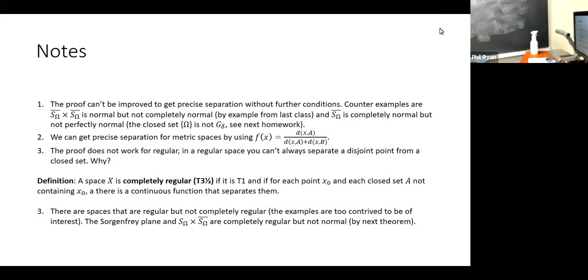But more to the point, it's actually precisely if x is not in A, this is going to be some non-zero number, so you're going to get a number bigger than 0. And if x is not in B, the denominator is going to be a little bit bigger than the distance from x to A, and so it's going to be strictly less than 1. So this function gives us a precise separation of closed sets.